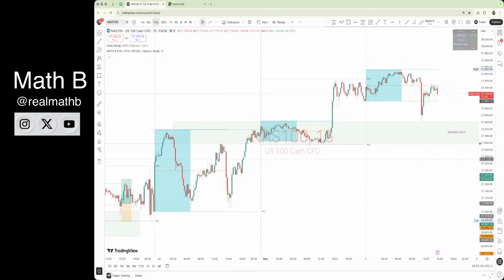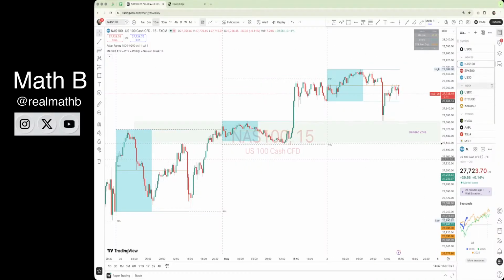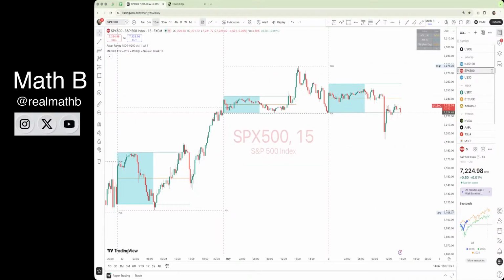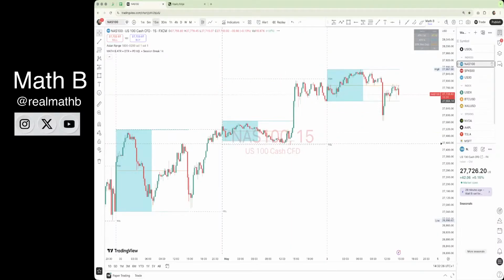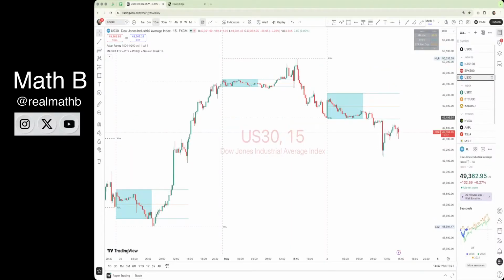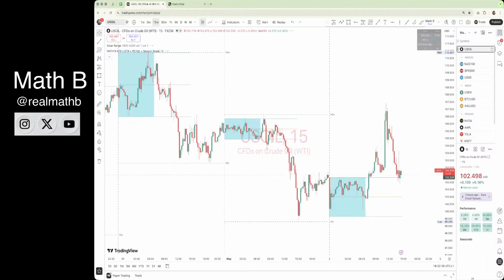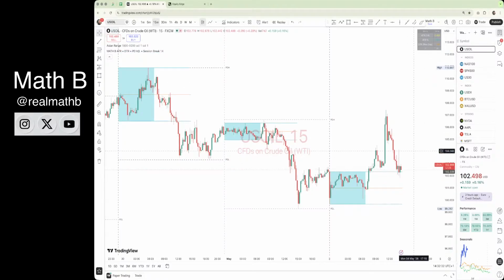But my idea today, let's see what S&P 500 is doing first. So S&P 500 is doing the same thing as NASDAQ. US 30 is doing a similar thing as NASDAQ. So I'm expecting NASDAQ to go up. US 30, let me see US oil. US oil is going down. So if US oil is going down, then NASDAQ has to go up.